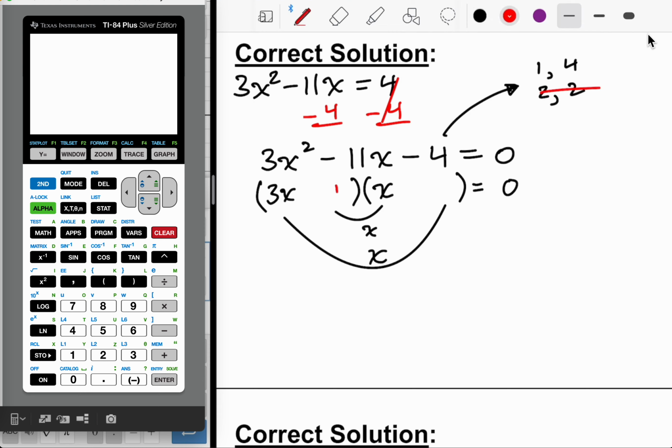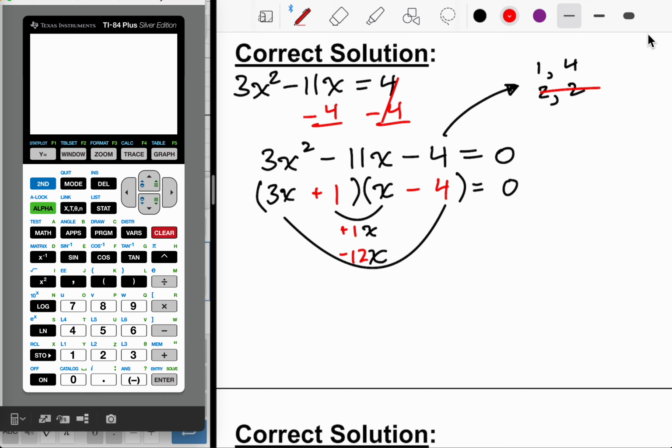So I'll try the 1 and the 4. And if it doesn't work in this order, I'll flip it around and try it in the reverse order. But I'm looking at 1x, 12x. That'll work if the 1 is positive and the 12 is negative. All right, so I have my factors.